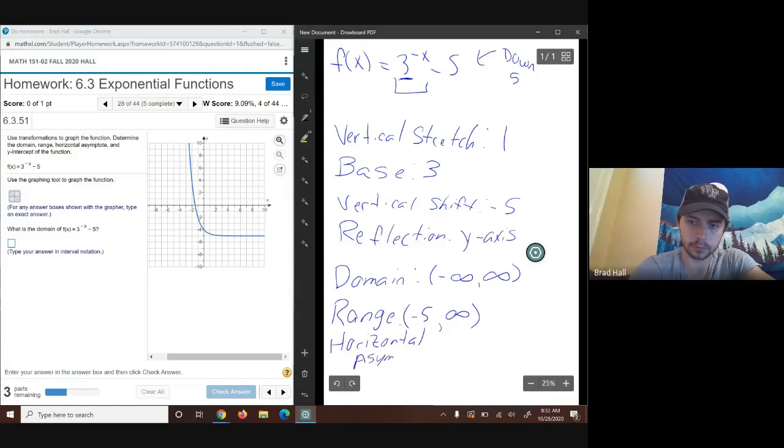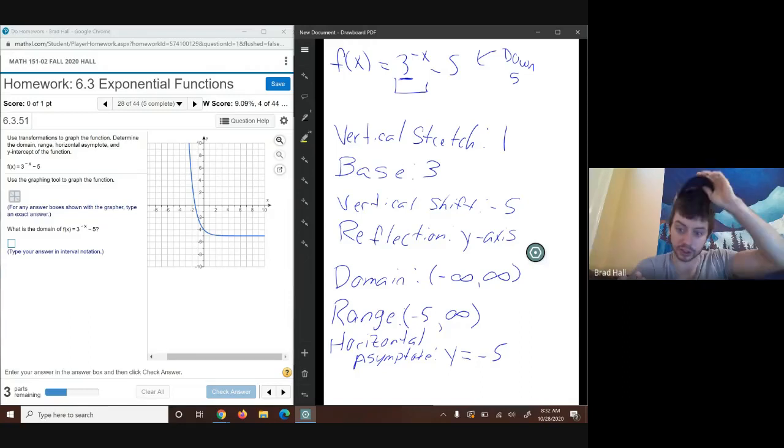And the horizontal asymptote, as I just mentioned, is what restricts our range. So it's going to be y is equal to -5. And notice I'm using an equation here. It's an equation. y is equal to -5.